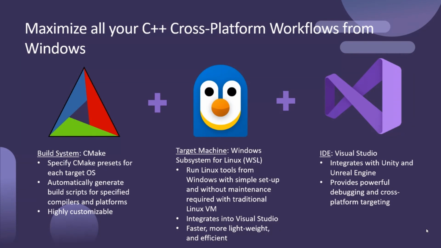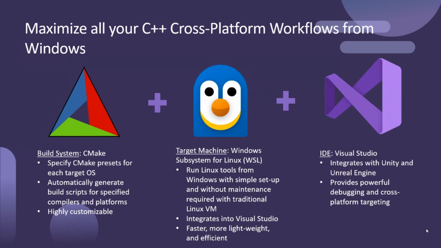as your target OS, you can specify different presets for that, and Visual Studio will automatically dynamically update and scope the CMake presets that are available based on what machine you're targeting. What CMake also does is it automatically generates build scripts for specified compilers and platforms in your preset, and it is highly customizable. So if you want to add any sort of build arguments, or any sort of metadata, you're able to compile that in a CMake preset, and that will be centrally managed in your C++ repository.